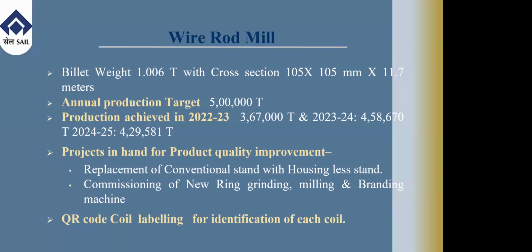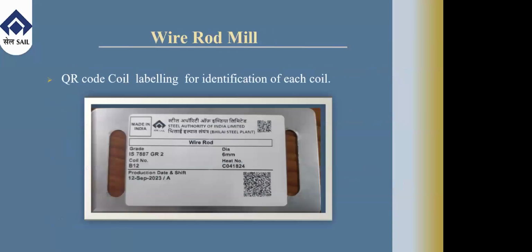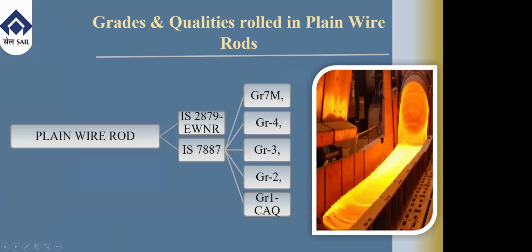In the next slide, we will see the QR code labeling for the identification of each coil. As you can see from this picture, we are mentioning the grade of the coil as well as the coil number, the diameter, the heat number, as well as the date of the production and the shift of the production. This is the QR code which we are labeling on each of our coils.